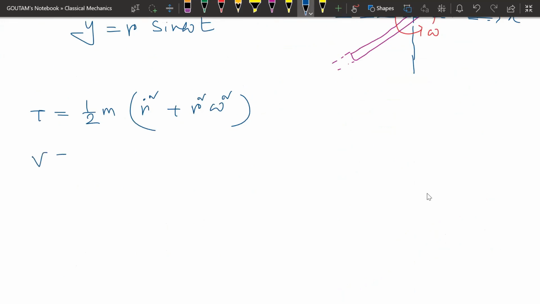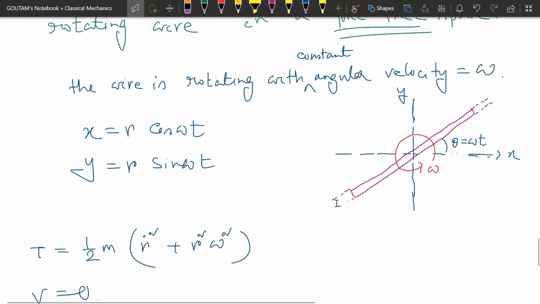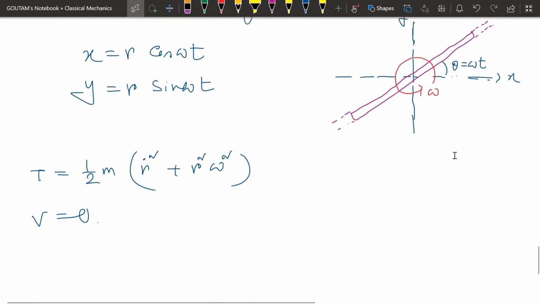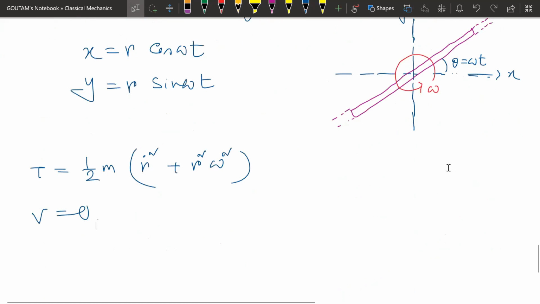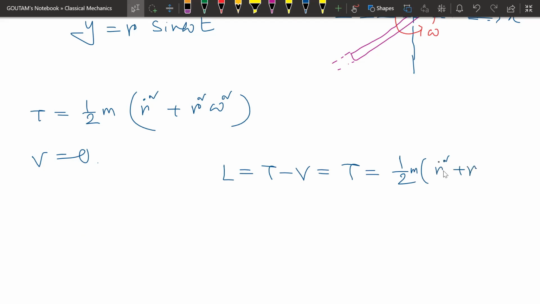So the potential energy will be 0 because it's a force-free region. There is only the force of constraint, but we are considering it as a one-dimensional motion, so we have already incorporated this constraint in our system. So in that case, the Lagrangian will be T minus V, which is basically T, since V is 0. So we'll get half m r dot square plus r square omega square.